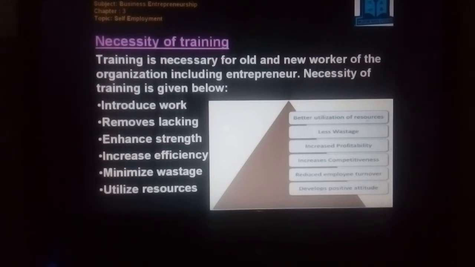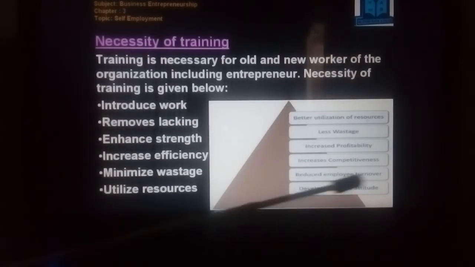So, the necessity of training is immense. Training is necessary for old and new workers of the organization, including entrepreneurs. The necessity of training is given below. Introducing work to the worker, removing the lackings of the worker or employee, enhancing strength, increasing efficiency, minimizing wastage, and utilizing resources. Like in the picture, there is a necessity of training. Some points on the necessity of training are also given in this picture.